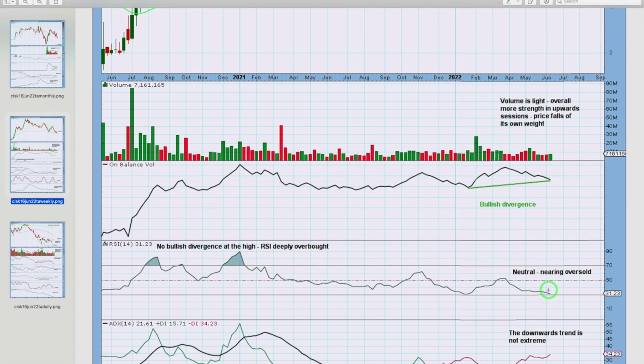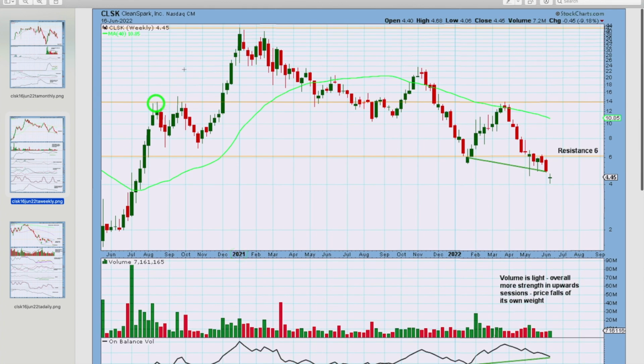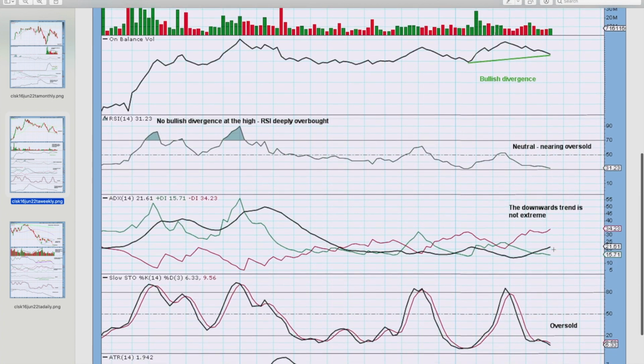RSI is neutral. It's nearing oversold, but it's not there yet. At the high, there was no bullish divergence, and RSI reached very deeply overbought back up here. ADX is indicating at the weekly chart level, yes, there is a downwards trend. It's got a ways to go before it reaches extreme though.